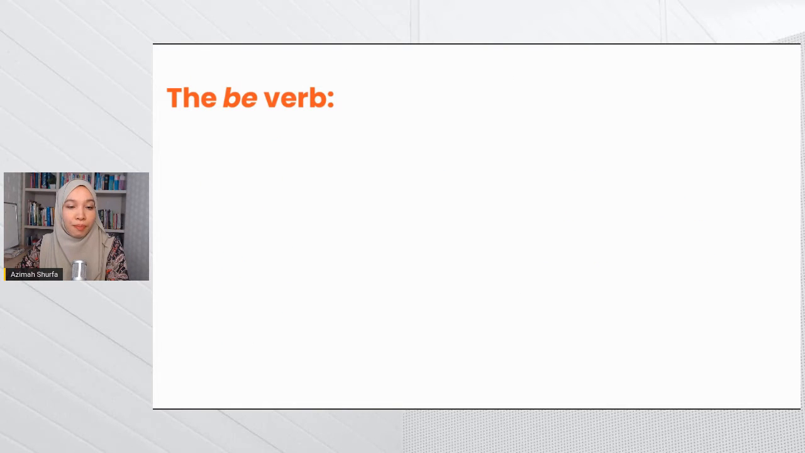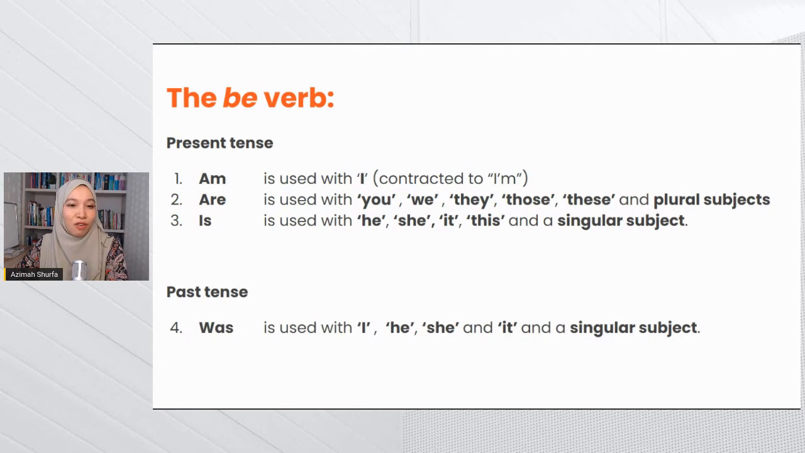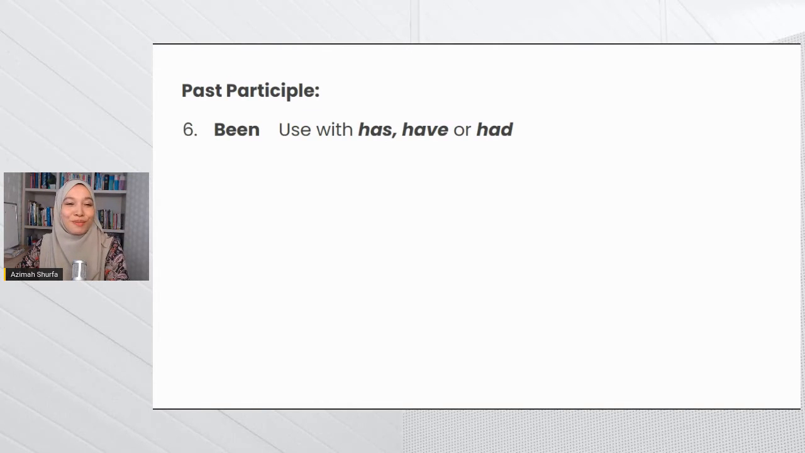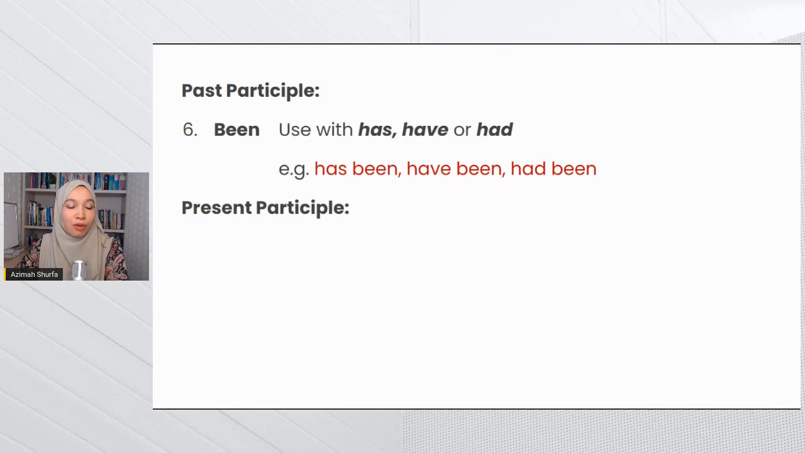So the be verb, as I've said before, the present tense form, the past tense form was, were, and then the past participle form, been, is used with has, have, or had, as in has been, have been, had been. And then present participle. So don't worry about the names here, but I do want to give you the name just in case. The present participle form, which is being. So you use being with am being, are being, was being, were being.